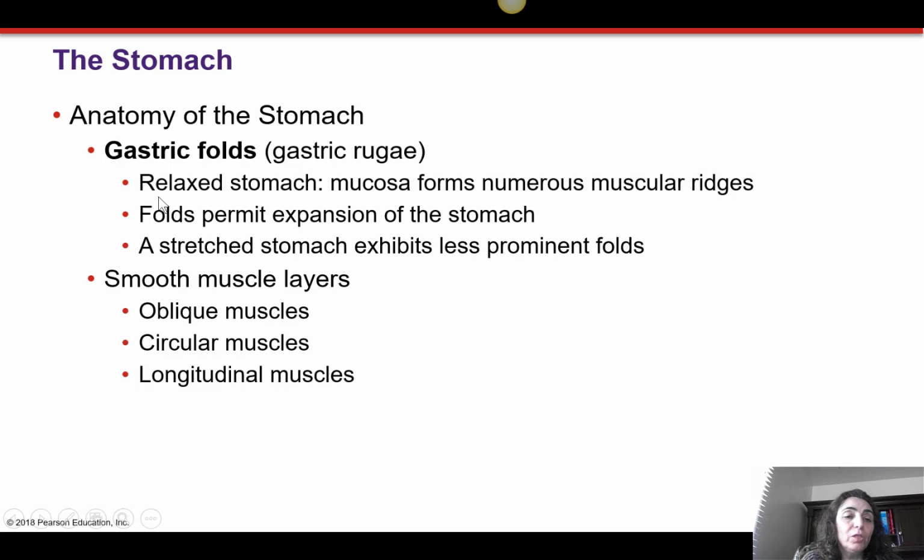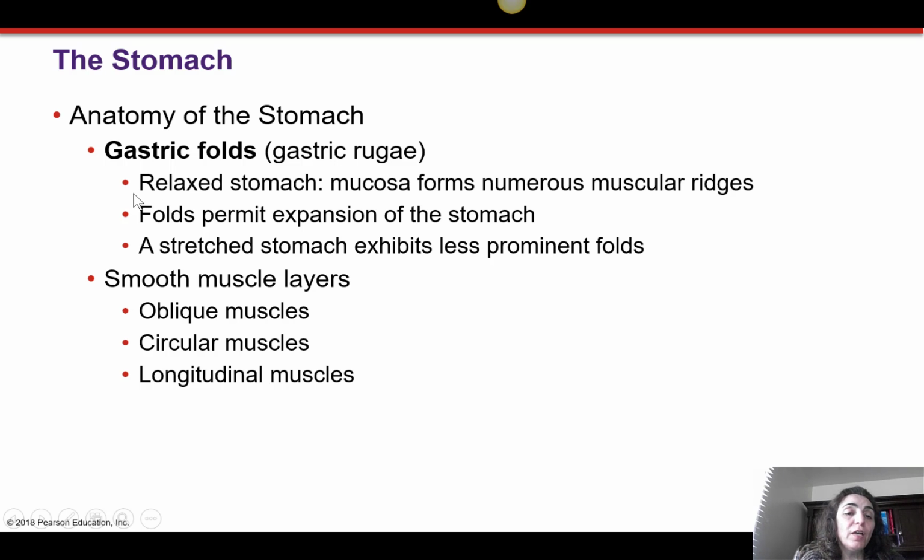Regarding the inside of the cavity of the stomach, we have some folds that we call gastric folds. Another name for that is gastric ruga. When we talk about one fold, it is ruga, and rugae is all of them together. We have ruga, rugae, right?